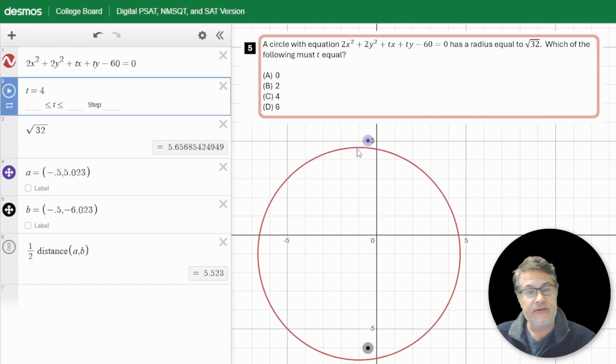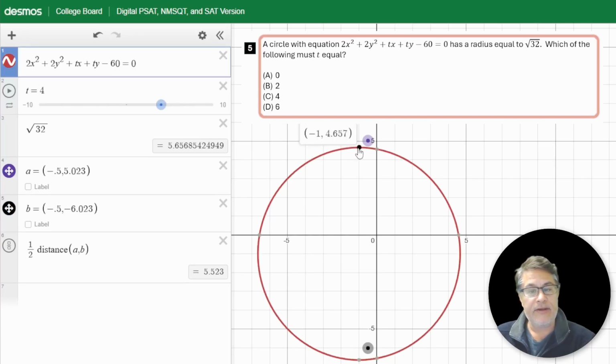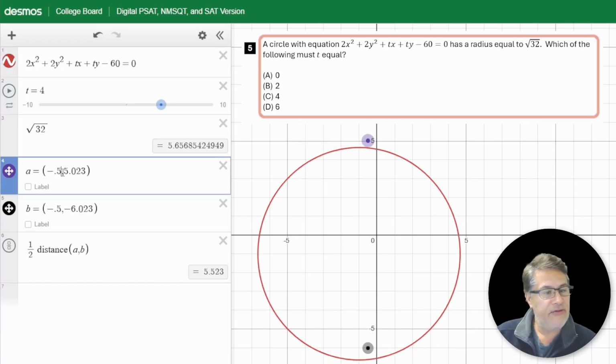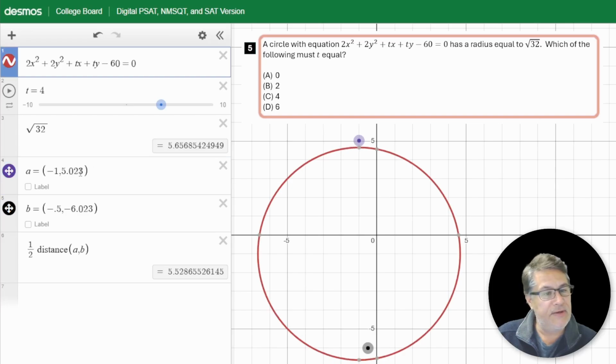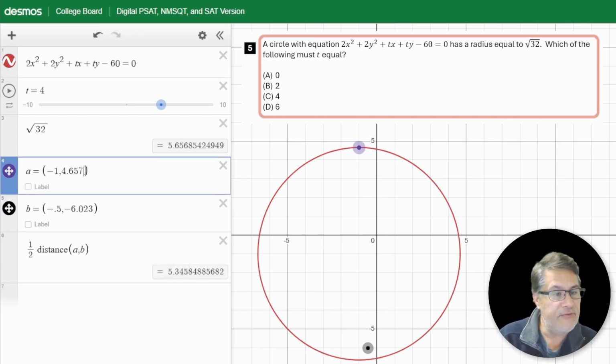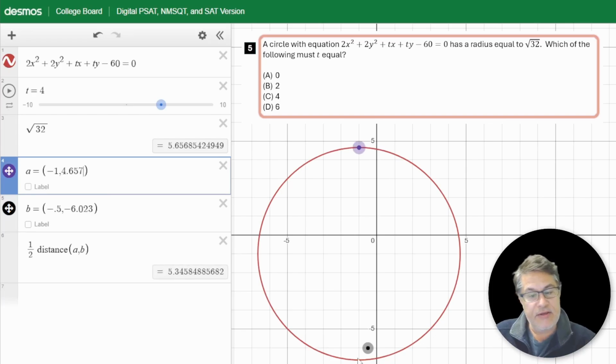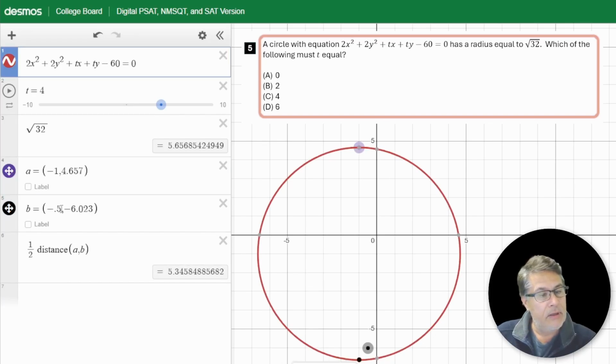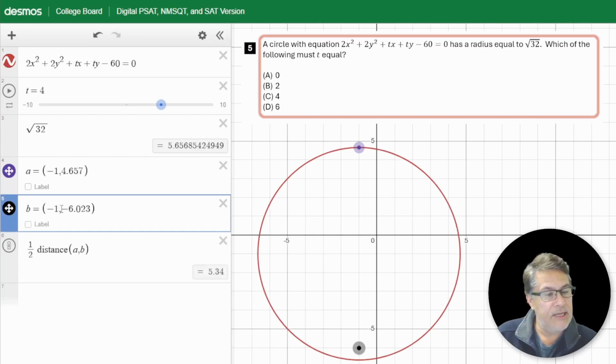And now what are we going to do? We're just going to click on that topmost point. -1, 4.657. So I'm going to change A to -1. And I think it was 4.657. So I update my coordinates, 4.657. And we're going to go to the South Pole. And we're at -1, -6.657. So here we go. -1, -6.657.